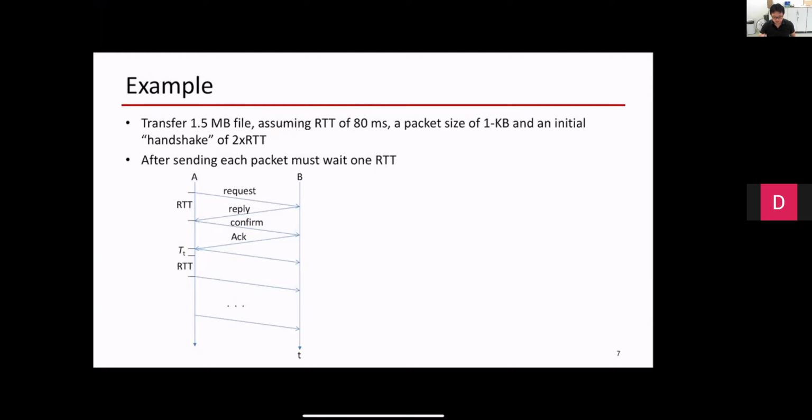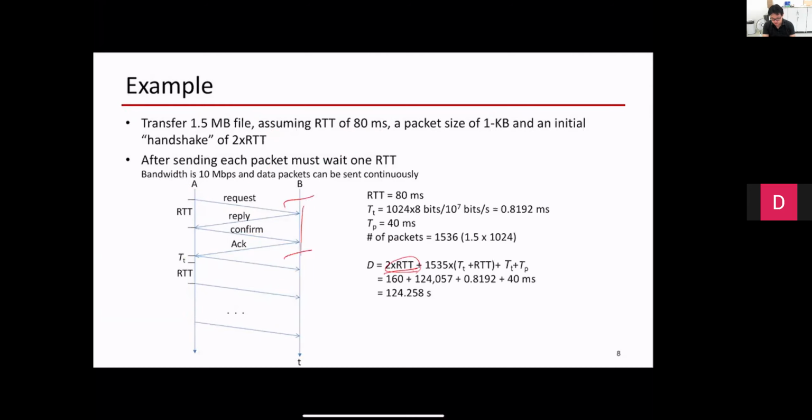Okay, the next question was: after sending each packet, you must wait 1 RTT. Then 2 RTT initially, you have to repeat it, and 1 RTT at the end, you don't need to wait for half RTT, so only 40 milliseconds. The propagation time is only considered.